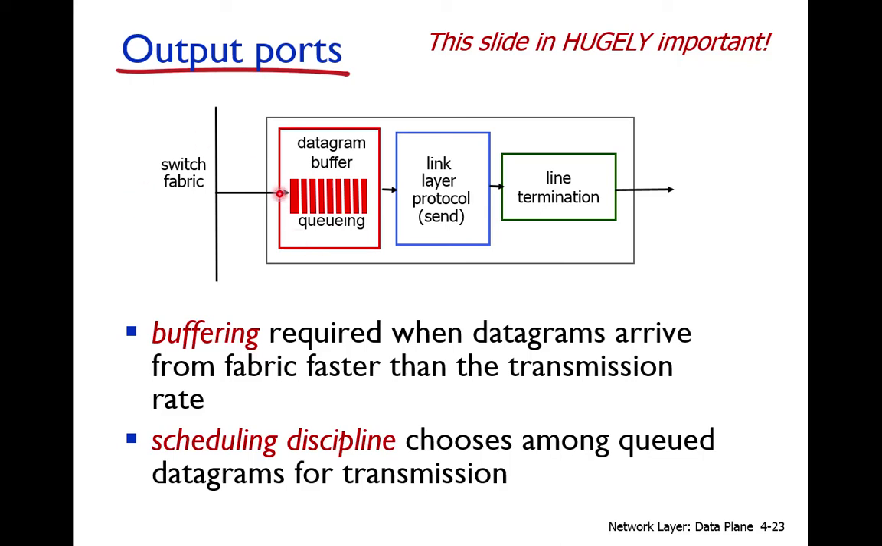Whether the data is buffered in the input port or in the output port, we have a scheduling discipline. Scheduling discipline means that if we have 4 packets here in the queue and we can transmit 1 packet at a time, which packet should be transmitted? Either first come first out or priority based, and so on. So we need a queuing discipline. This is called scheduling or queuing discipline. We choose among many queued datagrams for transmission.